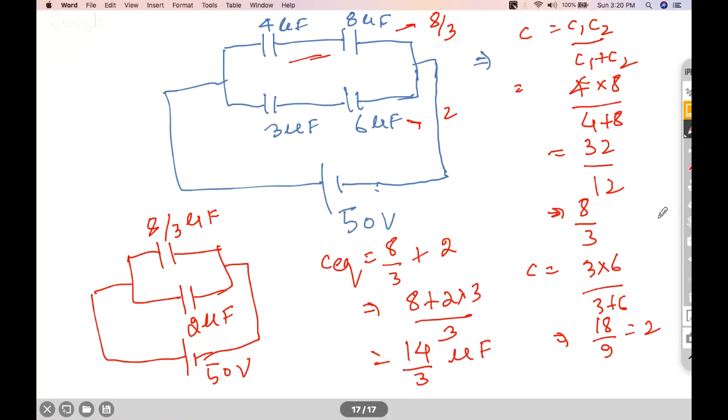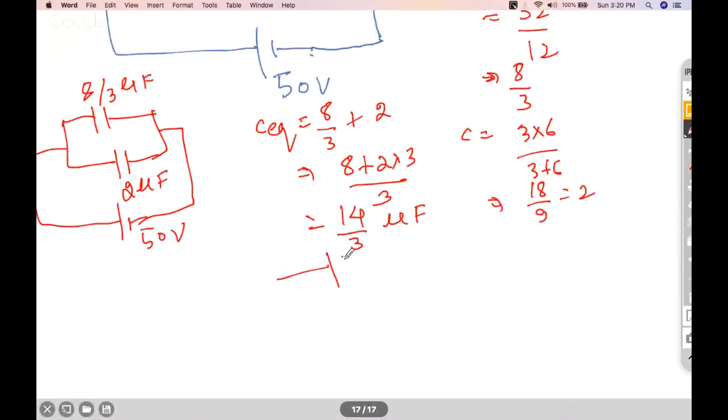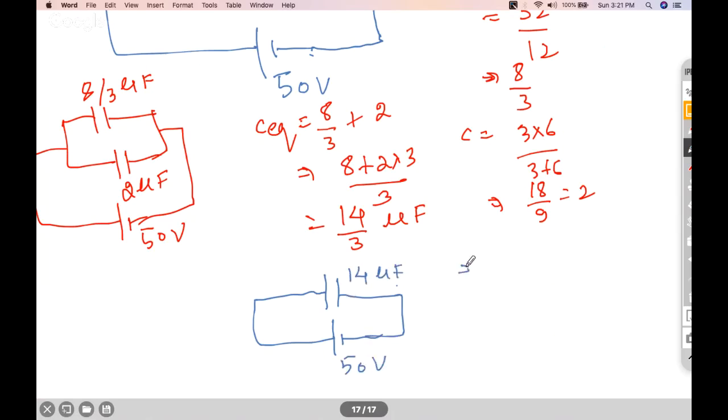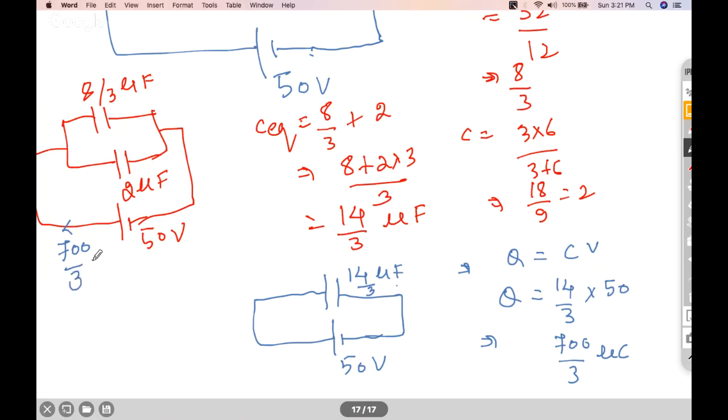Now I know that. It is something like this. So this is 14 by 3 microfarad, and this is 50 volts. So Q is equal to CV. So 14 by 3 into 50, this comes out to be 700 by 3, and because this is microfarad, it will become microcoulomb. Now try to understand, guys. From here the charge which is going is 700 by 3 microcoulomb.